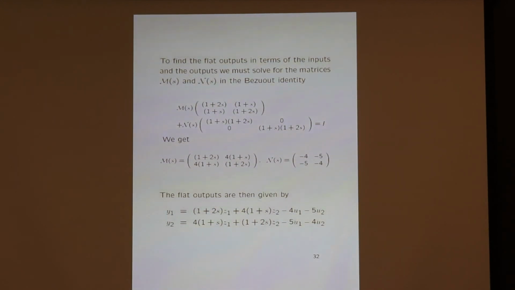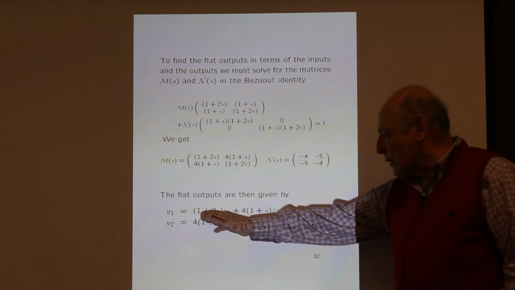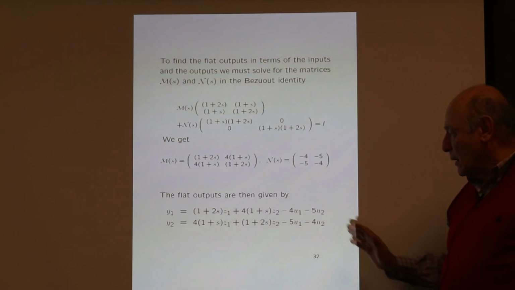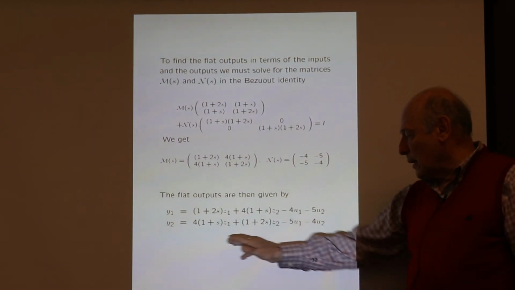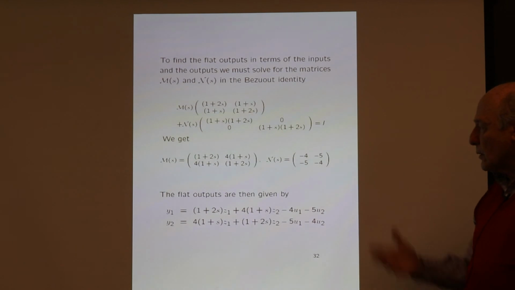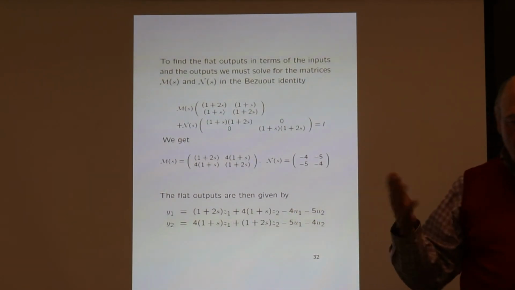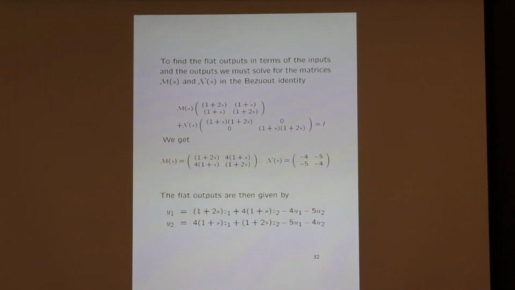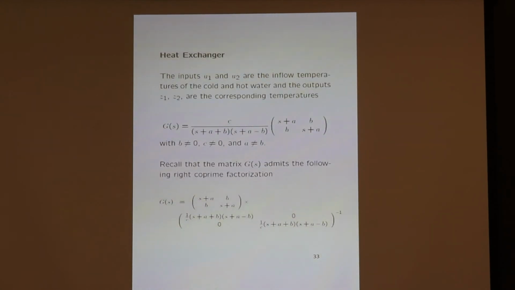So the flat outputs depend on the inputs and the outputs. The inputs are here, the outputs are here. Therefore, the existence of a flat output is a direct consequence of the controllability of the system and the coprimeness of these polynomial matrices P and Q.